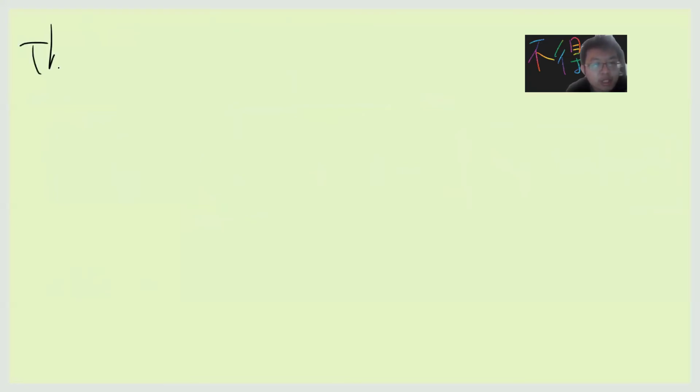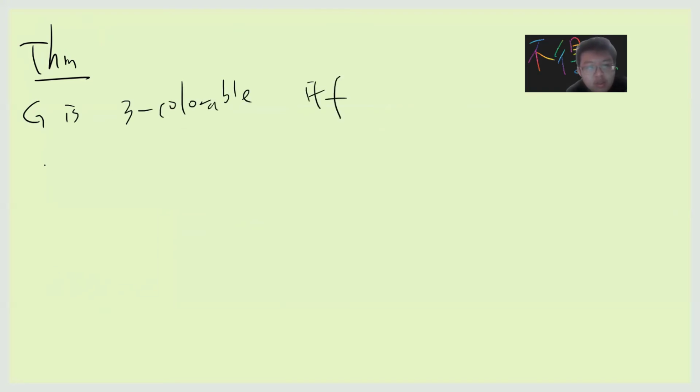Okay, so this one is not obvious, but you can think about it a little bit. If G is three-colorable, then G can be written with a largest independent set. So let's say X is the largest independent set of G, and the union is the rest.